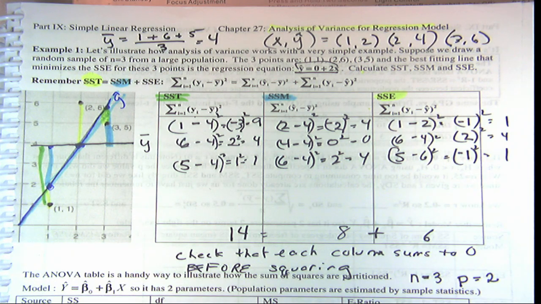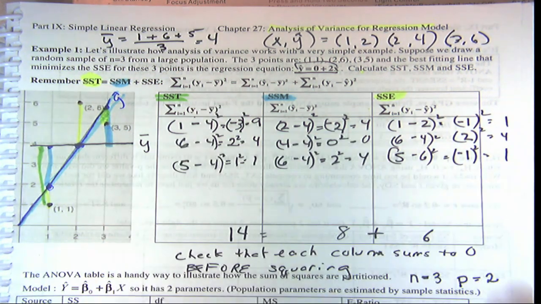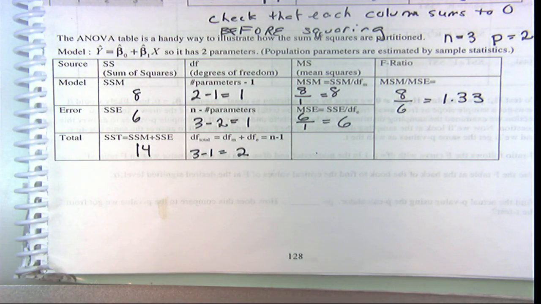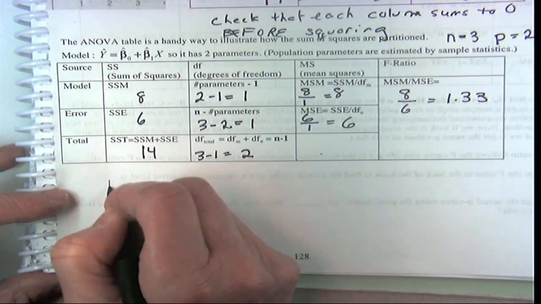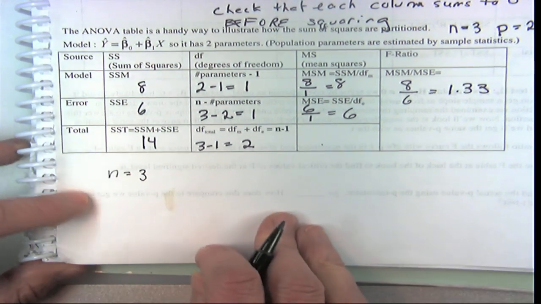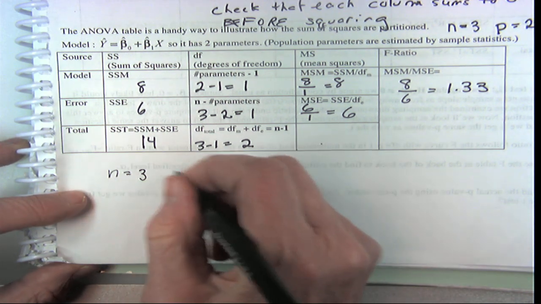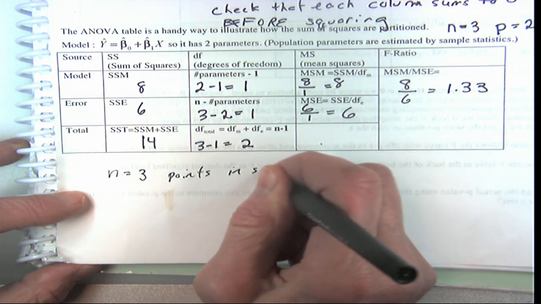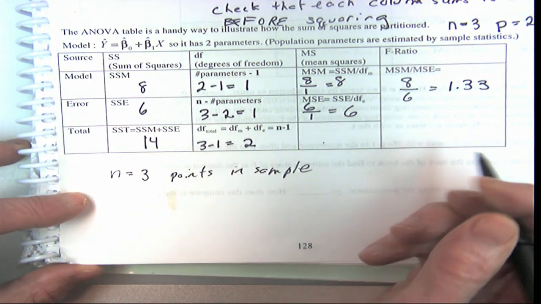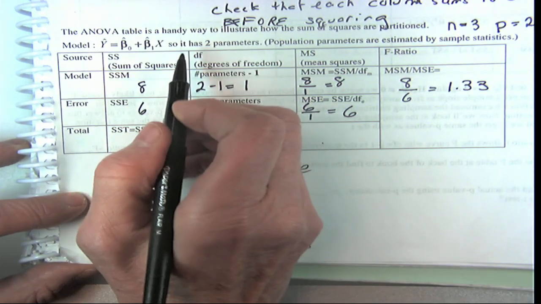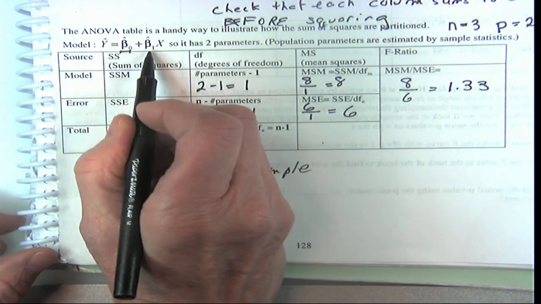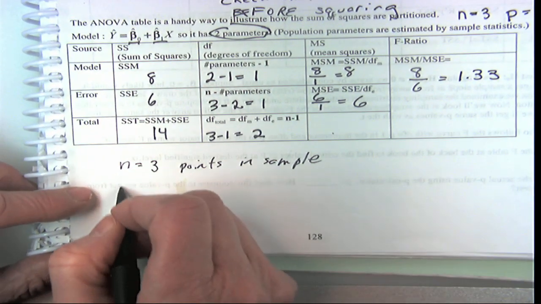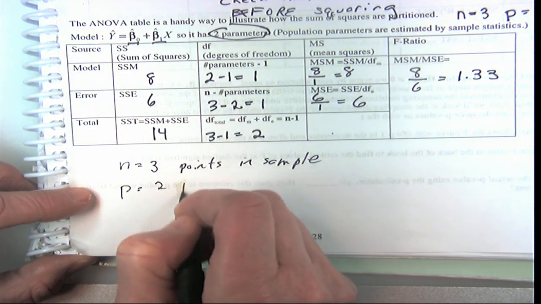All right, so that's what we did last time. And we just had 3 points, so here we had just n equals 3. That's just our points in our sample, 3 points. And then we say we have two parameters right here. Okay, so p is equal to 2. It's 2 parameters in our model.